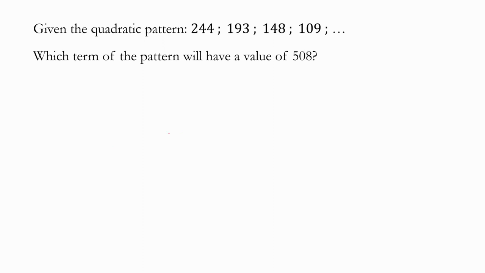Welcome back. Let's do question 2.3. Given the quadratic pattern, which term of the pattern will have a value of 508? So we want to find what's the term number for 508. So in question 2.2, we managed to get that Tn is equal to 3n squared minus 60n plus 301.